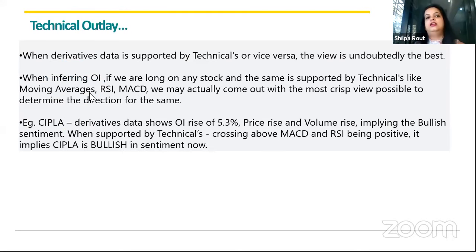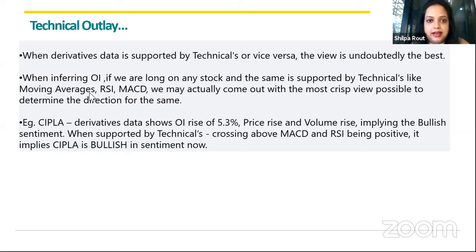So let's say when derivatives data, this OI indicator, matches with your technicals data also, or maybe vice versa, the view that we come out with is very crisp. If OI is supportive, let's say a stock like Cipla, here we have taken Cipla. Yesterday's Cipla data was very positive. On Friday's last trading session, Cipla was very positive. It showed an OI rise of more than 5%.